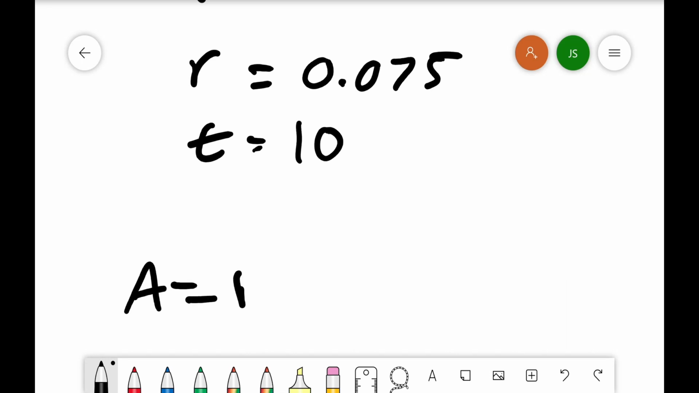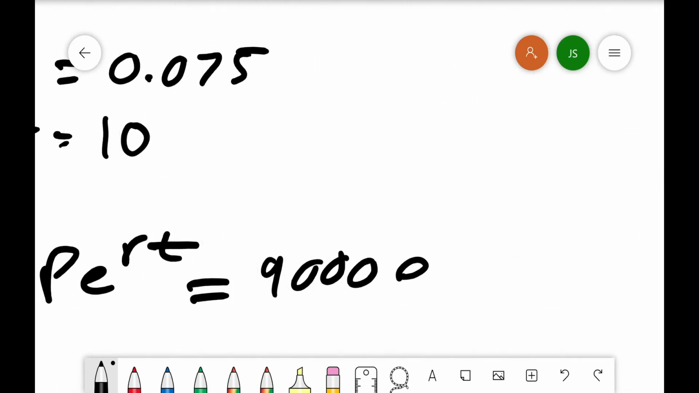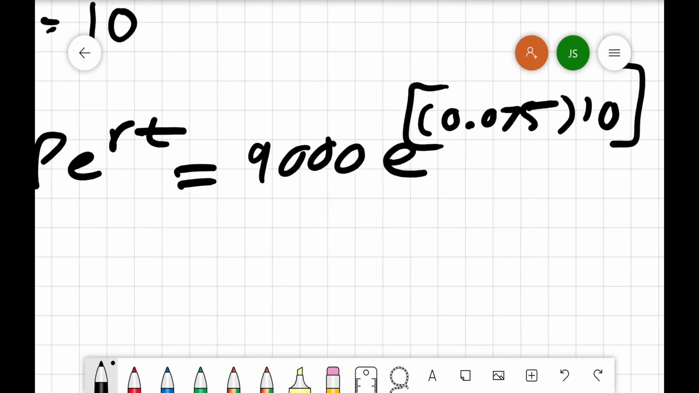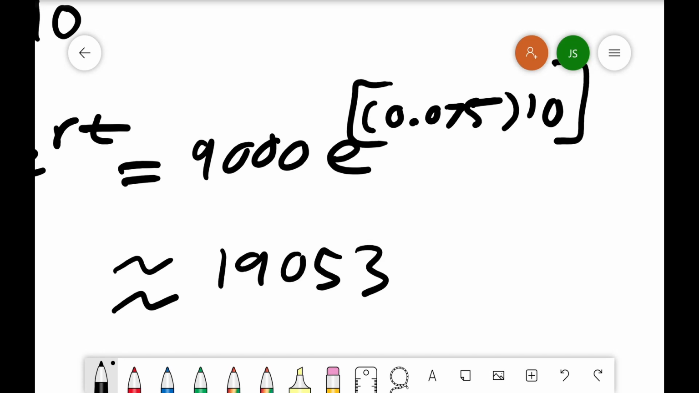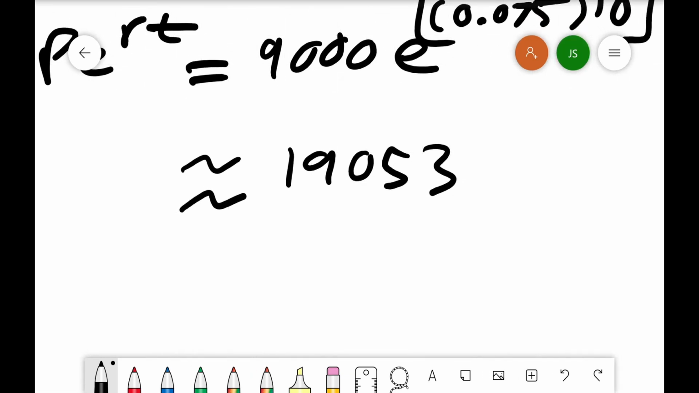So A equals Pe to the rt, and that's 9,000 times e raised to the 0.075 times 10 power. And this is all in the exponent for e, remember. So in this one, you definitely would need a calculator to get a decimal approximation. And I did that already. You get 19,053-ish. Okay, that's it for this subsection.